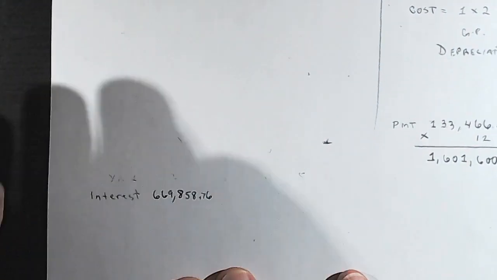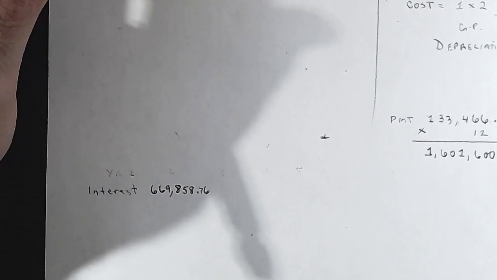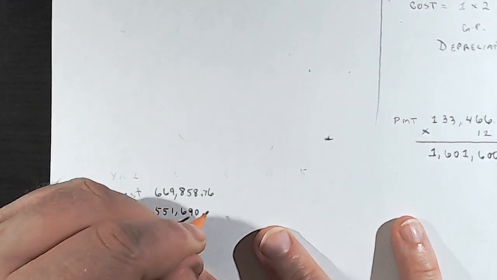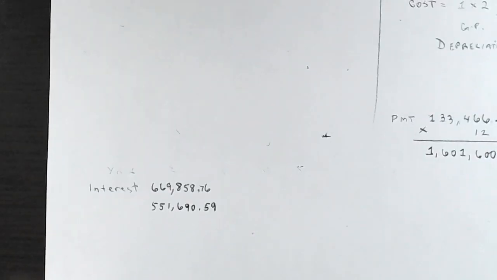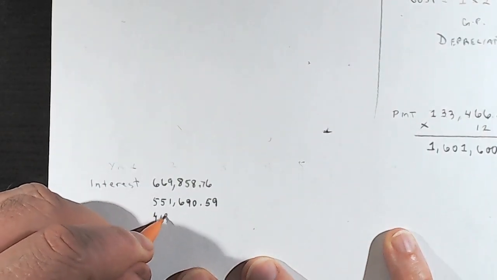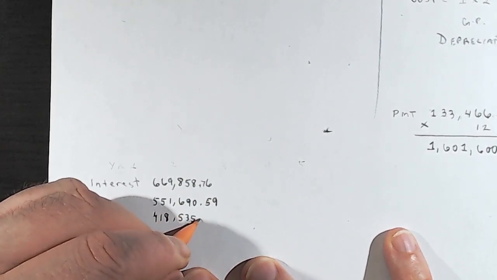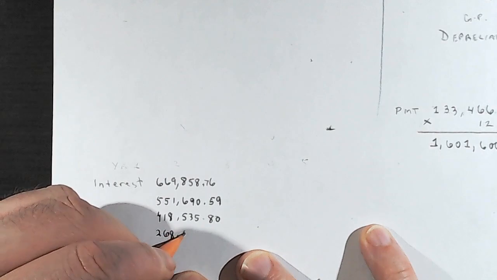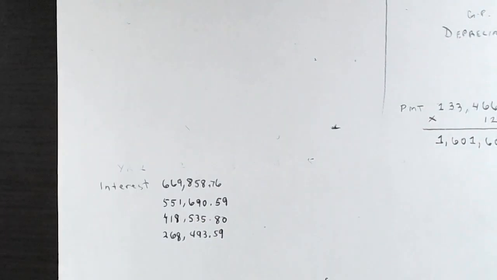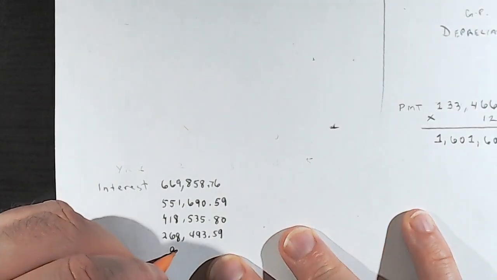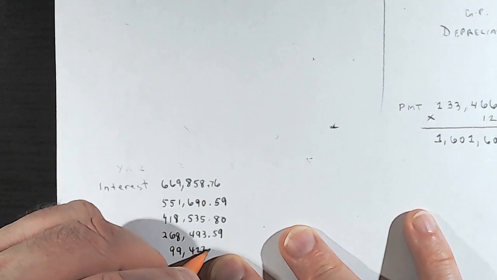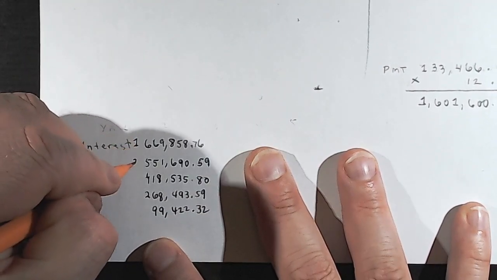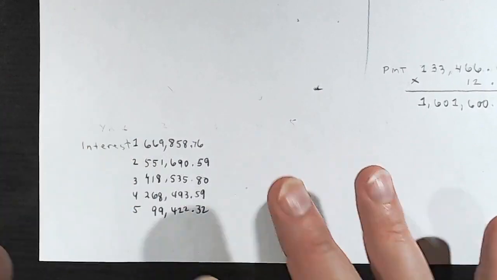Okay, this will be year one, and then year two, I pay $551,690.59. In year three, I pay $418,535.80 in interest. In year four, I pay $268,493.59. Okay, and then in year five, I pay $99,422.32. All right. So this is year one, year two, year three, year four, and year five.